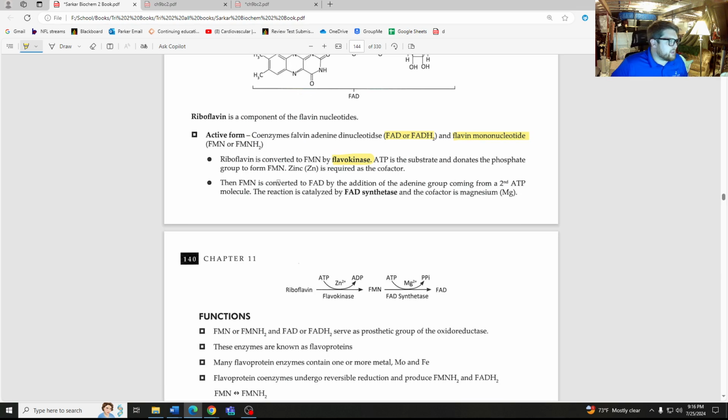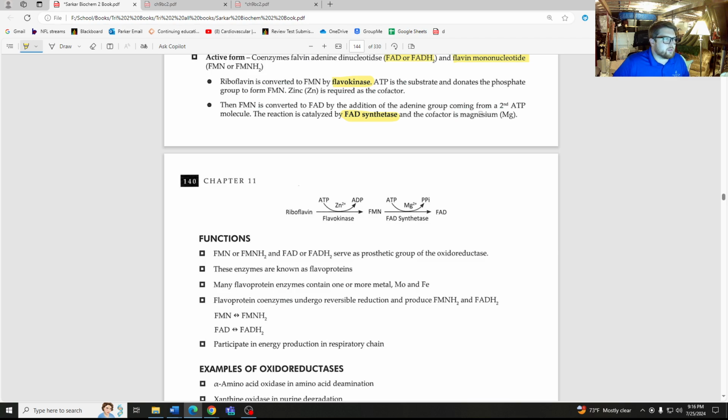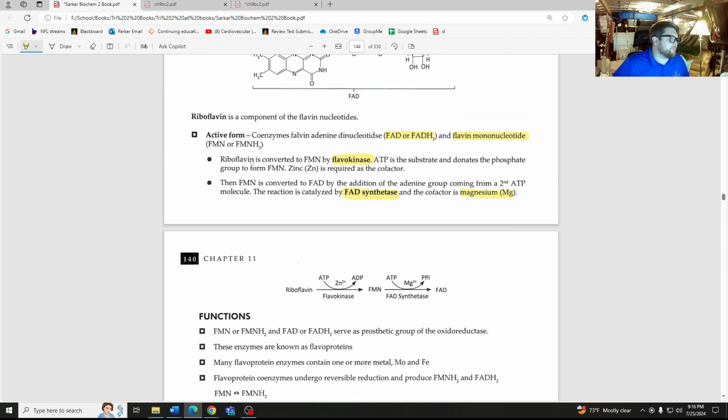When FMN is converted to FAD by the addition of an adenine group coming from a second ATP molecule, it's catalyzed by FAD synthetase, and the cofactor is magnesium. So, might be a good point to pick up. You need magnesium with riboflavin.